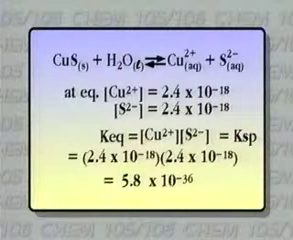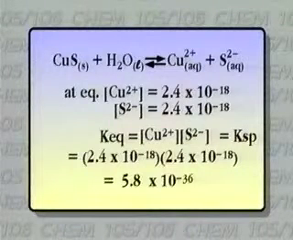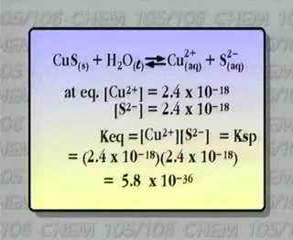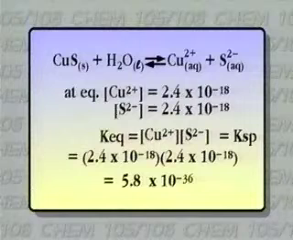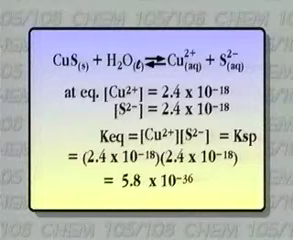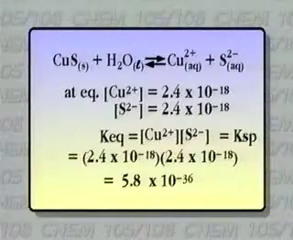Now, because this is a dissolving process, a solubility process, we sometimes refer to this constant with a special little letter. We call it KSP. KSP stands for the solubility product constant, and it's the product of the dissolved ions, concentration times concentration. So KSP is still a KEQ. It's just a KEQ for a specific type of system.